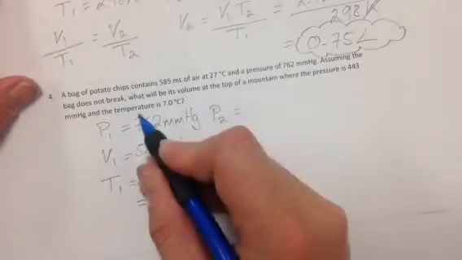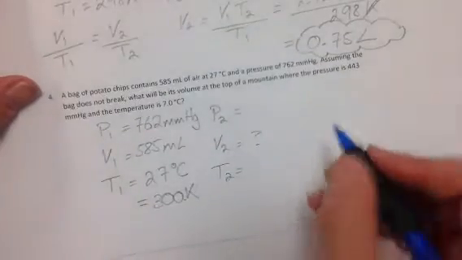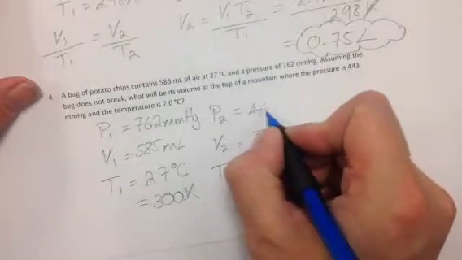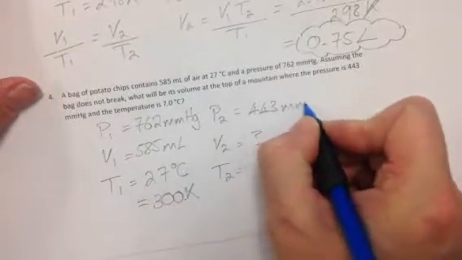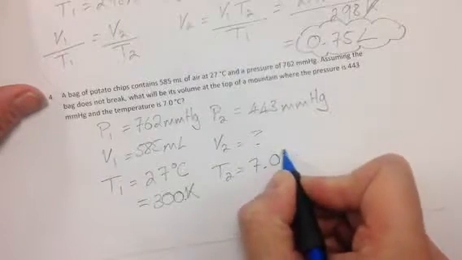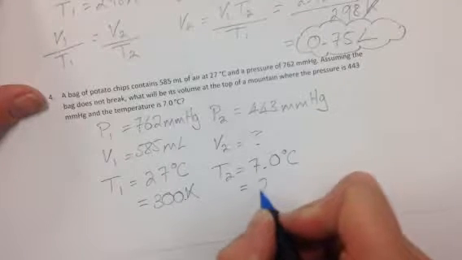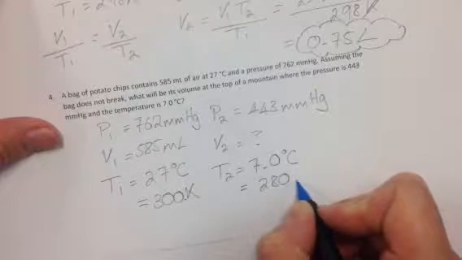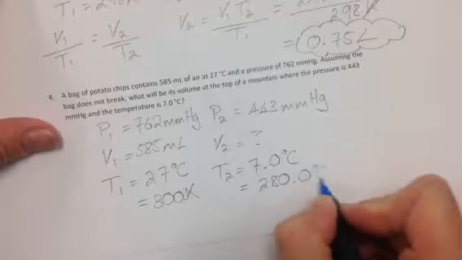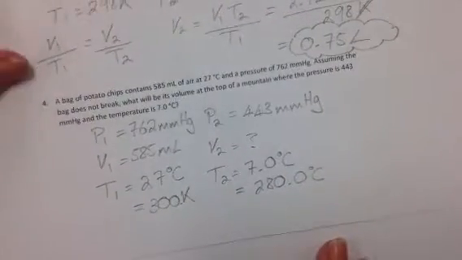Okay, assuming the bag does not break, what will its volume be? So we're looking for V2 at the top of the mountain where the pressure is 443 millimeters of mercury and the temperature is 7 degrees C. Okay, so 273 plus 7 is going to be 280 Kelvin. Okay, so there's our data table.